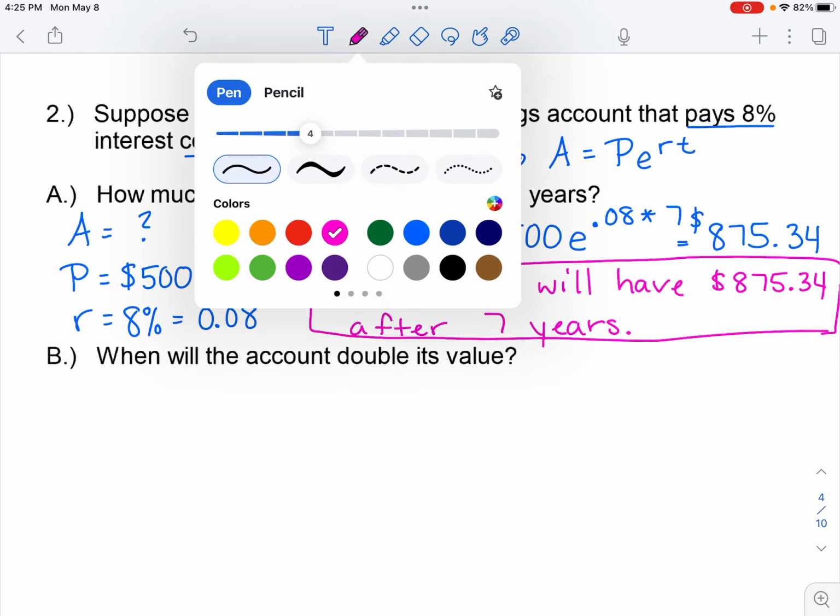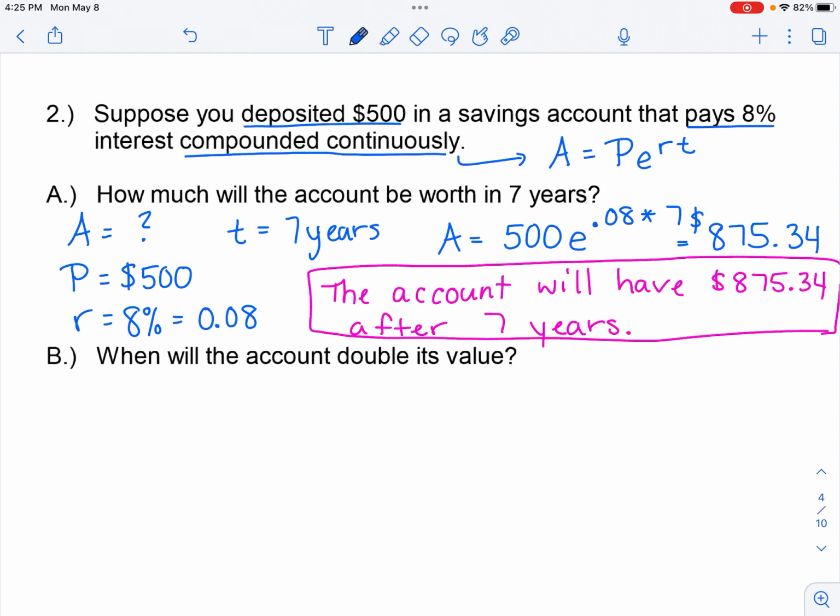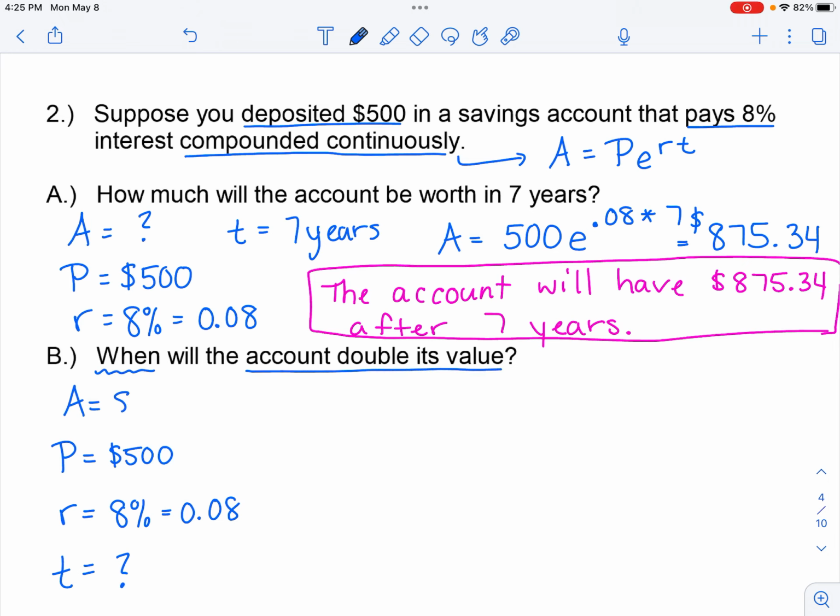All right, part B here, when will the account double its value? So now I'm gonna make the same list. The principal value is still 500 and the interest rate is still 8%. But now I don't know when. I'm looking for when, so time is my unknown. But the account's gonna double its value, so that means I'm really gonna have $1,000 in the account now.